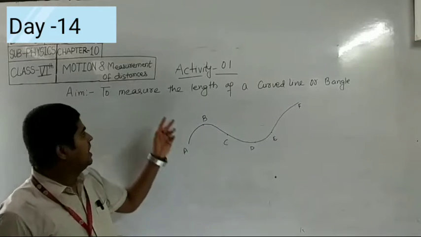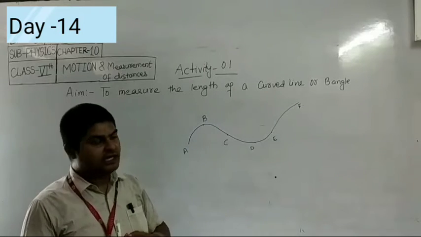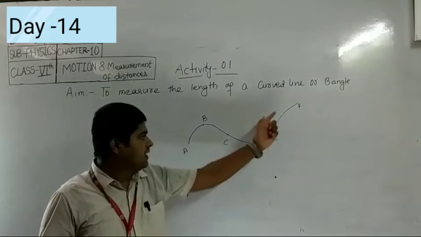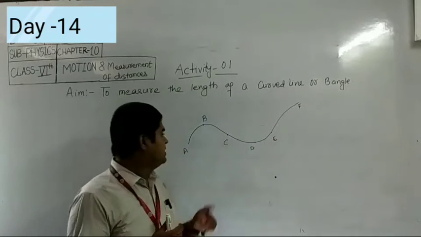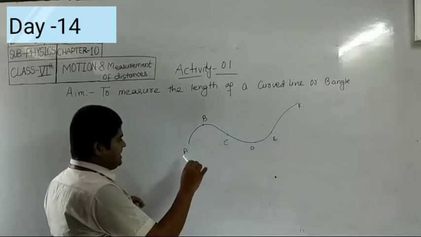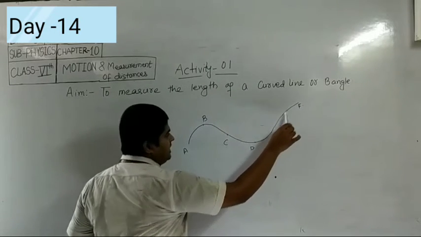Students, you have found the length of the bangle. Now you will find the length of this curved line. That means, how will you find the length of this curved line? This curved line is A to B, B to C, C to D, D to E and E to F.